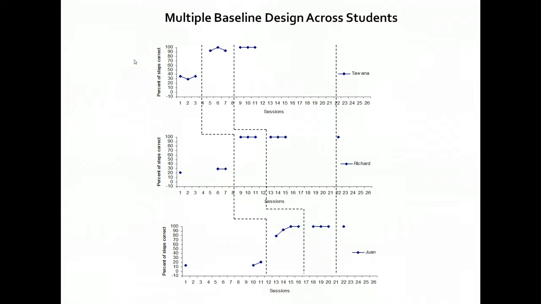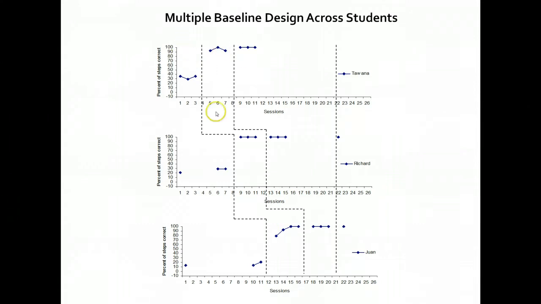This is the solution to verifying whether there's a functional relationship between interventions that involve teaching. So if you look at this, percent of steps correct, steps of what, I don't know, and this is Tawana. So we have Tawana, Richard, and Juan. So this is multiple baseline across students. At the beginning during the A, B, this is before, after.